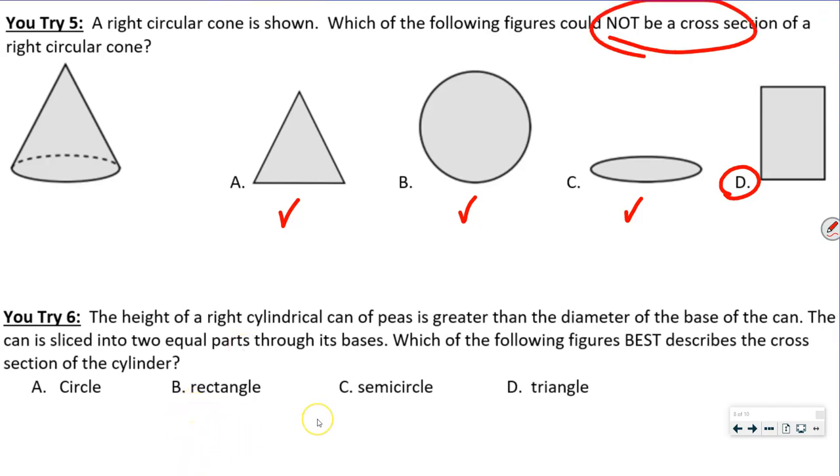Number 6 says the height of a right circular cylinder can is greater than the diameter of the base of the can. The can is sliced into 2 equal parts through its bases. Which of the following figures best represents the cross-section of the cylinder? So if we're looking at a cylinder, 2 equal parts through its bases means that we're going like that, right? So this would be a rectangle, wouldn't it? You got it.